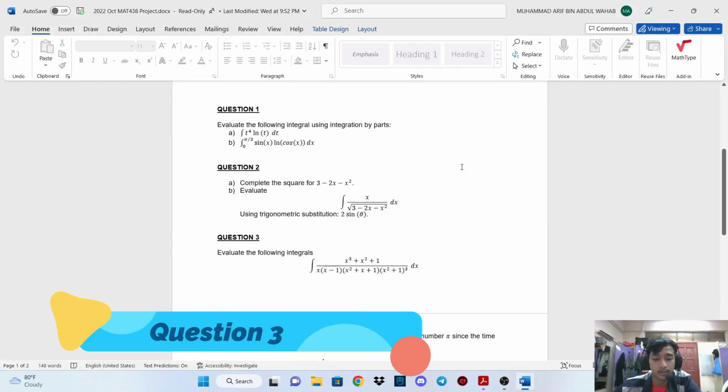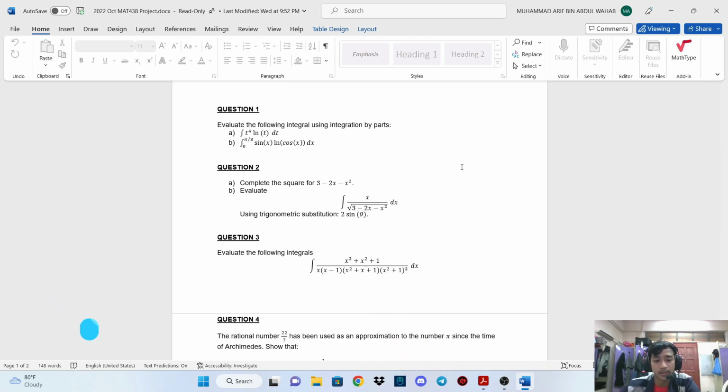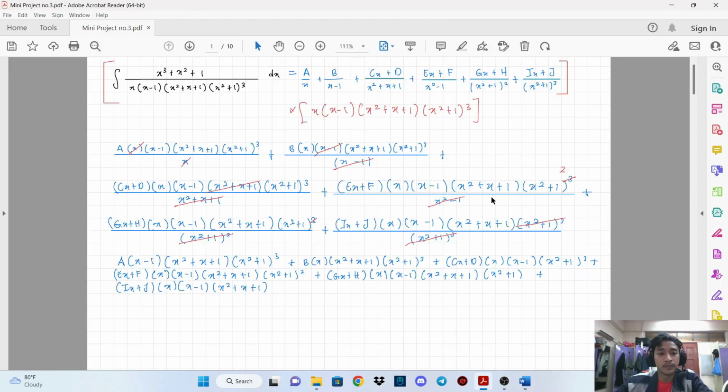Assalamualaikum warahmatullahi wabarakatuh. My name is Muhammad Arif bin Abdul Wahab, and here I will present how to solve question number 3 of the mini project. Okay, the question is: evaluate the following integrals. Integrate x cubed plus x squared plus 1 over x, x minus 1, x squared plus x plus 1, x squared plus 1 cubed.